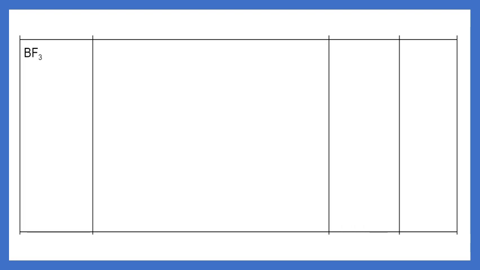Our next compound is boron trifluoride. So we have 1 boron, 3 fluorines. Boron has 3 valence electrons, fluorine has 7. That's a total of 24 electrons. Boron is going to go into the center, okay? Because it is the least electronegative. Our fluorines are going to circle our boron. We're going to connect them with our connecting electrons.